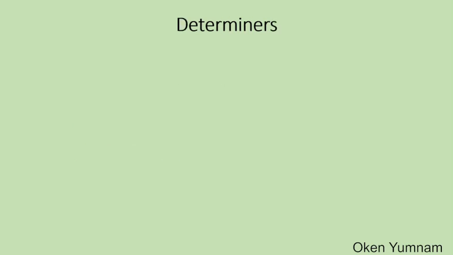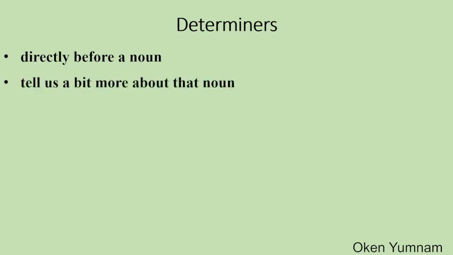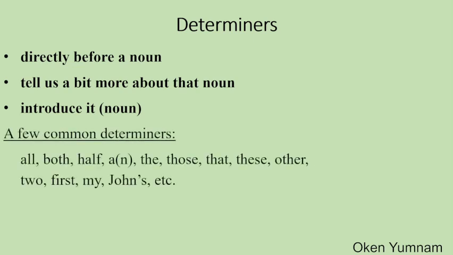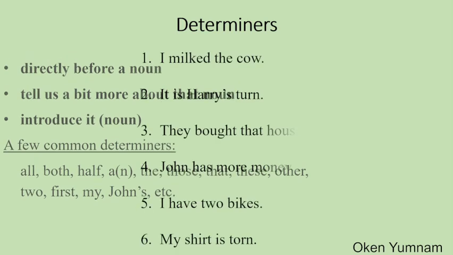And lastly, we'll come to determiners. What are determiners? We should note that determiners come directly before a noun, and they tell us a bit more about that noun. Apart from telling us more about that noun, they introduce the nouns to us. Some common determiner examples: all, both, half, a or an, the, those, that, these, other, two, first, my, and so on. Let's see examples here.